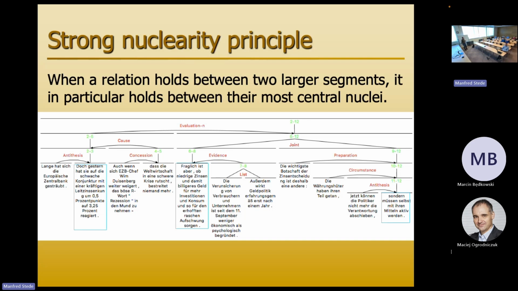That's a very nice aspect of this theory, which has been exploited for text summarization, for instance, from the beginning, because obviously this is a fairly good summary, right? The EZB yesterday did something to the interest rates. I'm not sure that's a good move. That's not enough. The politicians now have to take additional measures. Okay, so that's the strong nuclearity principle.